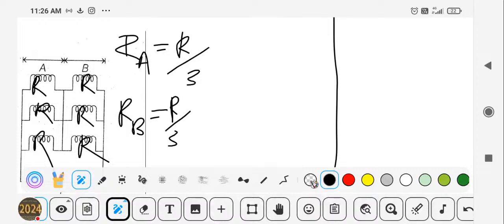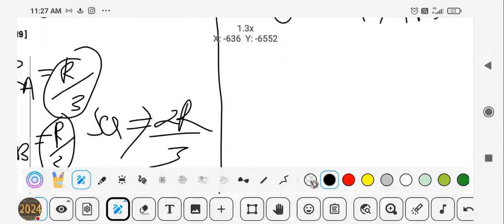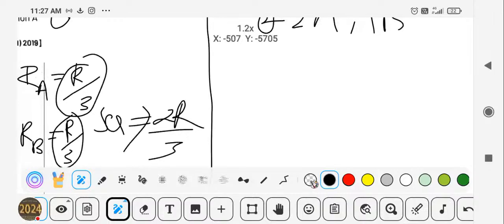Then these R by 3 and R by 3 will be in series. If so, then directly add them: R by 3 plus R by 3. The LCM is 3, so above it is 2R by 3, right? It will be 2R by 3. In the second case, they are telling that in RA there are 2 resistances present and in RB there is 1 resistance. Again in parallel, in the second case, RP of A can be given by 1 by R plus 1 by R, which will be 2 by R, which can be written as R by 2.